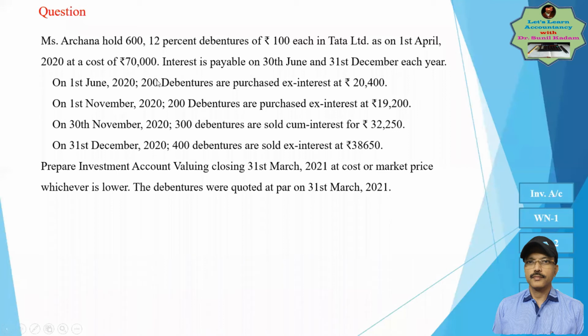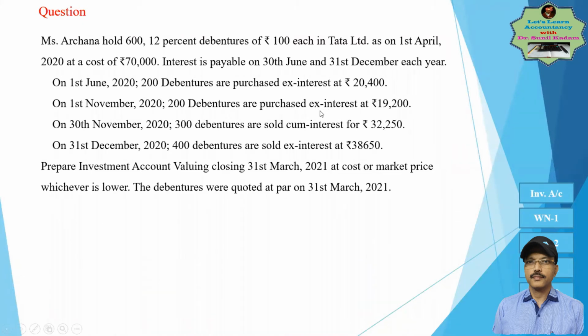The next transaction is on 1st November 2020. 200 debentures are purchased ex interest at 19,200. Purchases for ex interest 19,200. We have to record this transaction. 200 into 100, 20,000 is the face value. 19,200 is the cost of that purchase. But remember, it is an ex interest price.